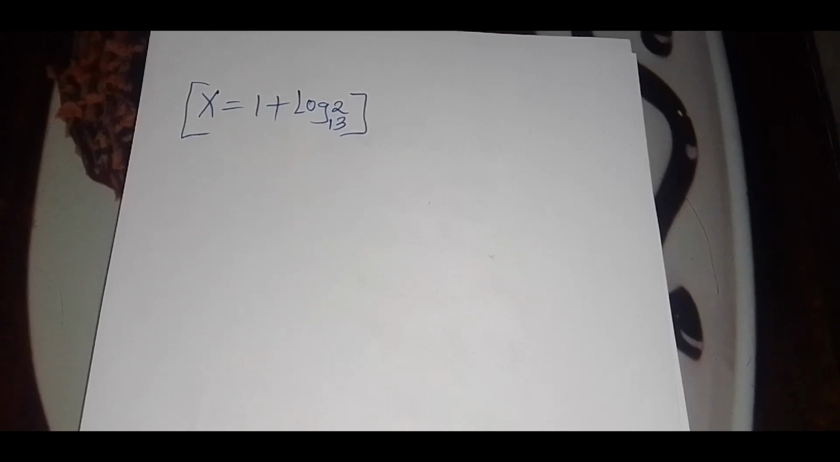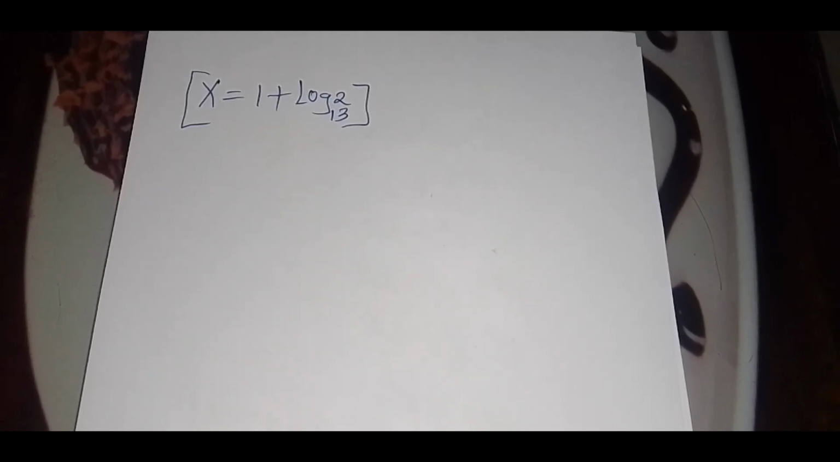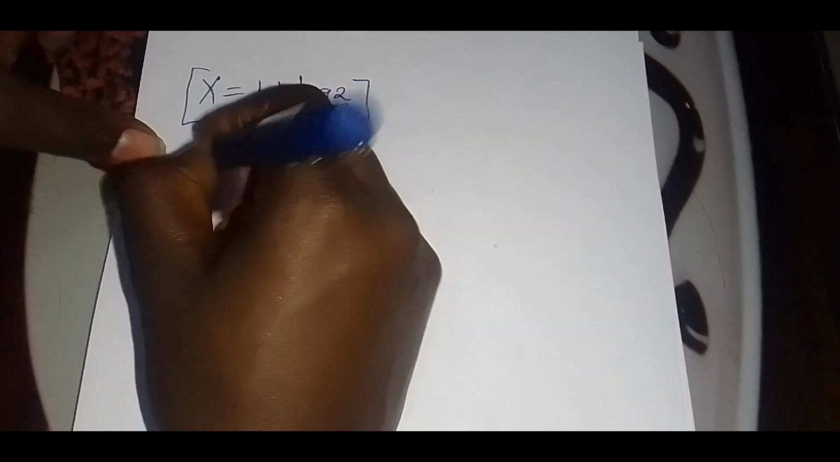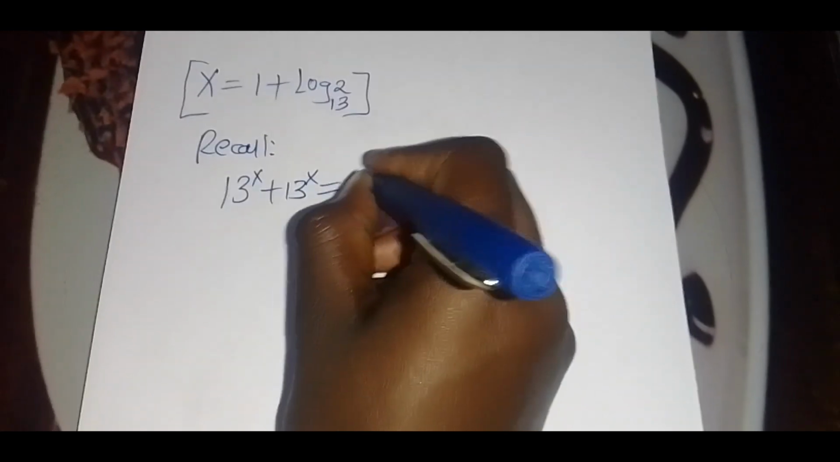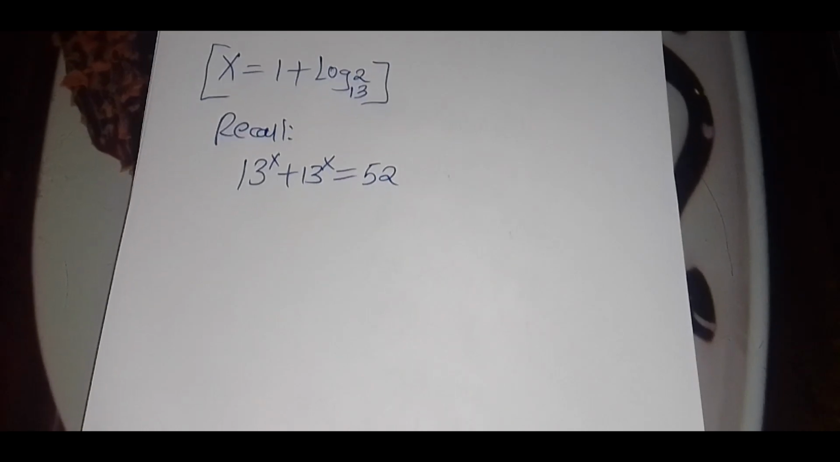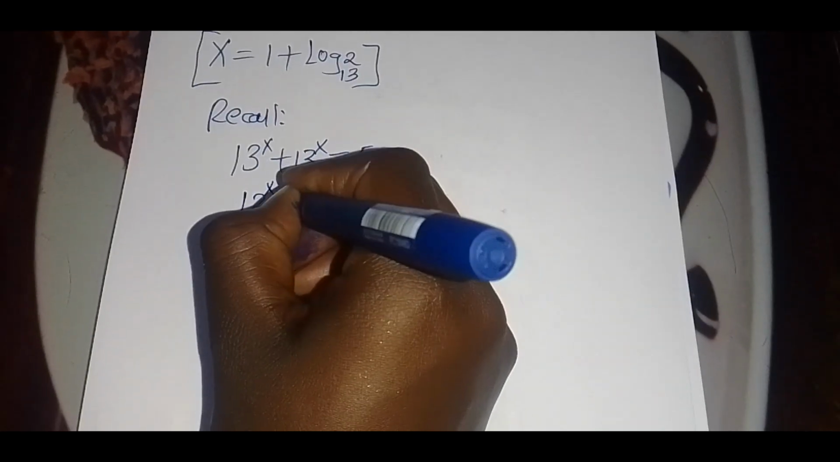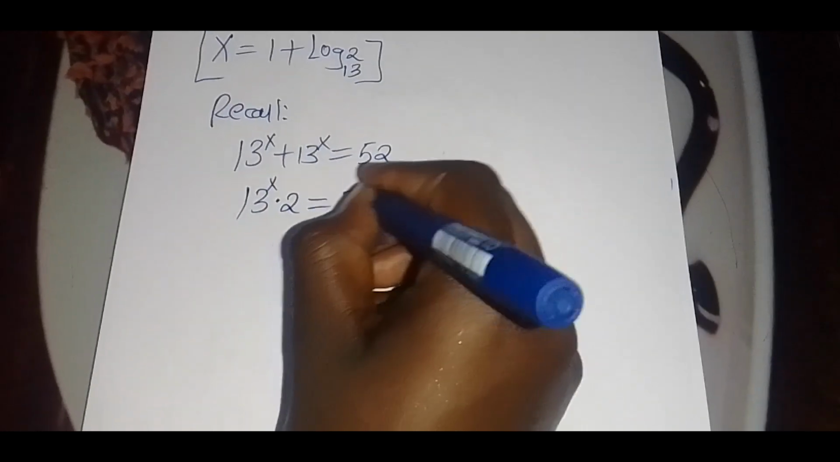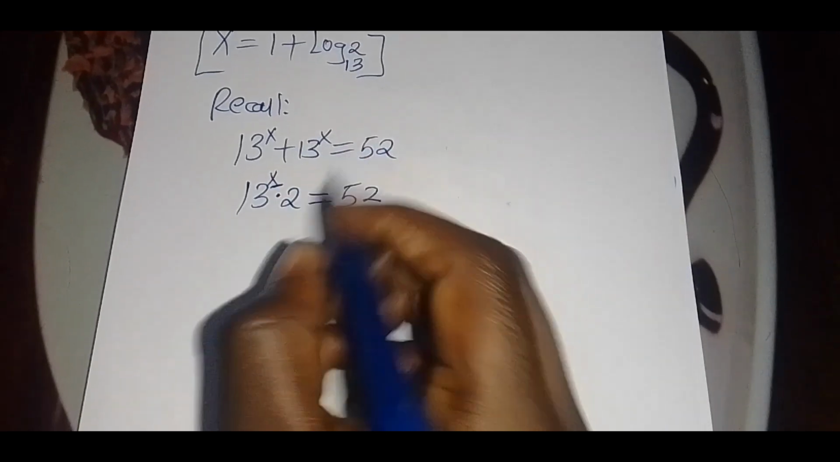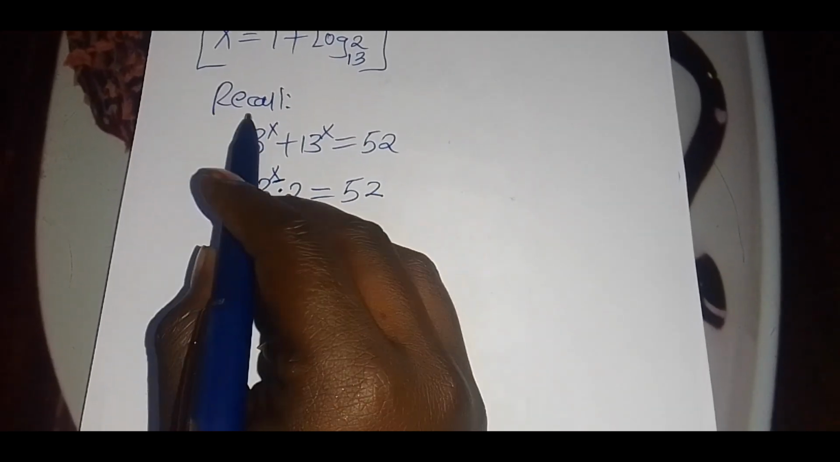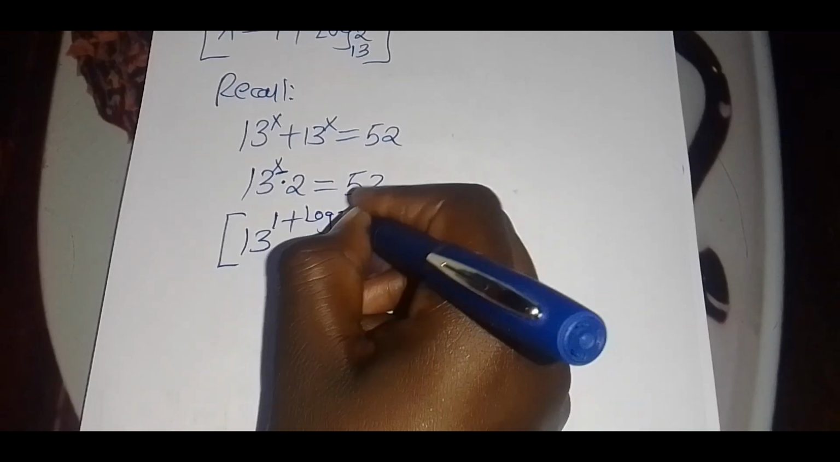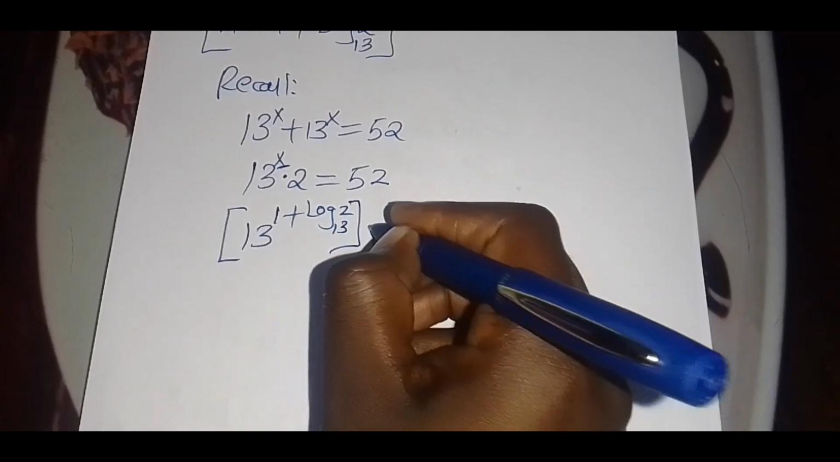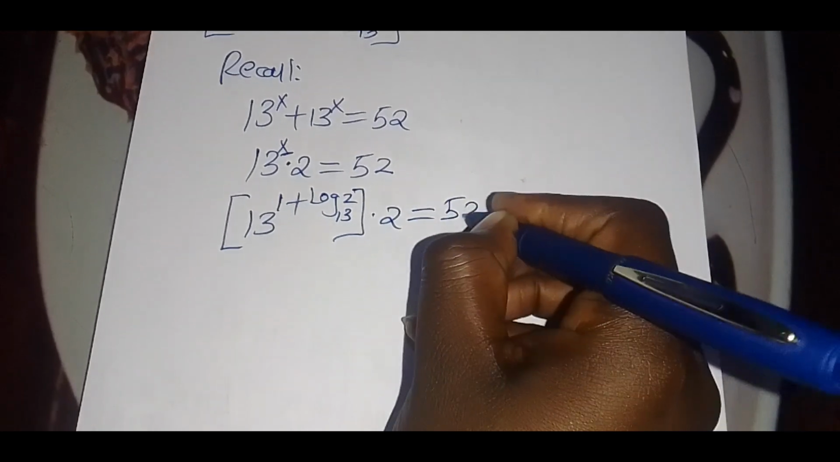So let's verify if this value of x is correct. Let's verify that the value of x, which is equal to 1 plus log 2 to base 13, is the correct value. Remember, if you recall, we have that 13 raised to the power x plus 13 raised to the power x is supposed to give you 52. Okay, this is the same as 13 raised to the power x multiplied by 2. This is supposed to give us 52. So we substitute the value of x. So we're going to have 13 raised to the power 1 plus log 2 to base 13, everything multiplied by 2. This is supposed to give us 52.